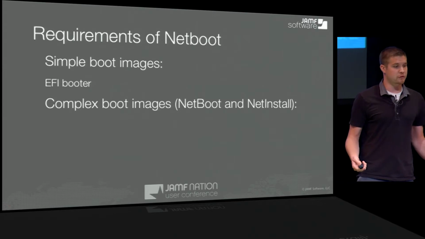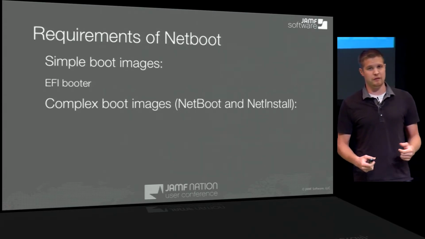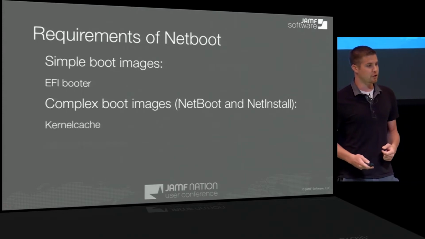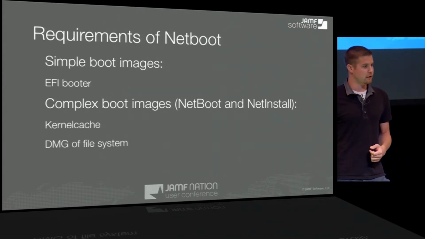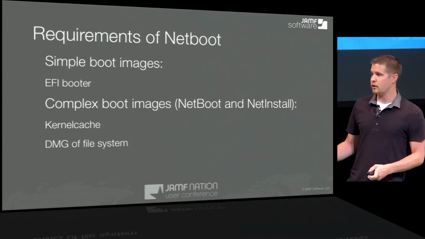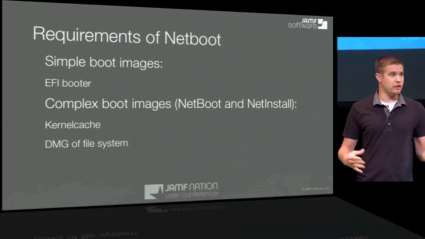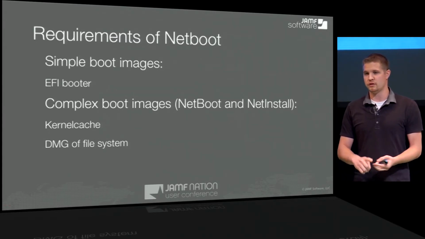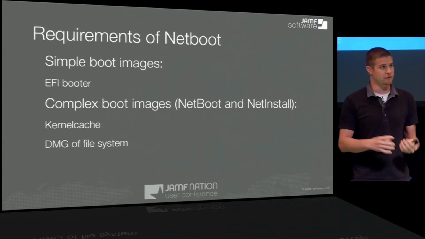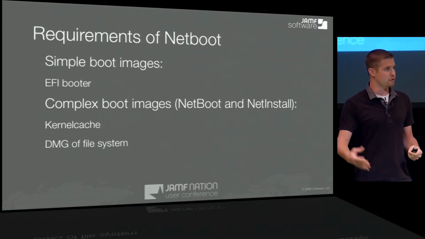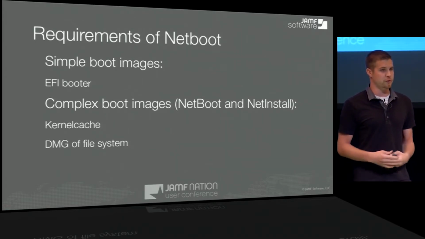You can have more complex images as well. If you have a true traditional netboot image or a net install, then that's going to have a kernel cache as well as a DMG of the file system. So what are those? A kernel cache is really what it sounds like. It's a cache of the kernel. It has the kernel that it needs to boot from as well as all the extensions and some of the caches that the system needs to boot. And then it'll tell the firmware, okay, here's the kernel, here's all the things that I need to know how to boot from the DMG.